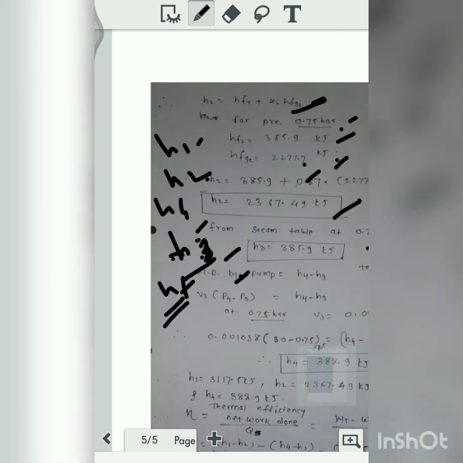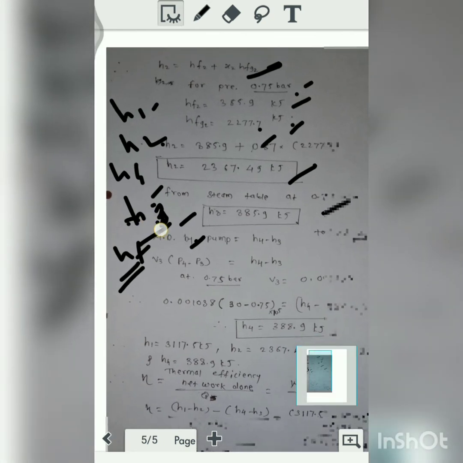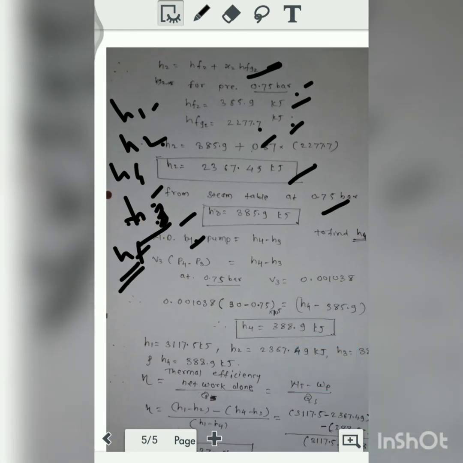So the formula for pump work, or work done by the pump, is H3 minus H4. Now, the formula to calculate pump work also uses V3, state 3. The 3 to 4 process is the isentropic compression, during which there is a pump.